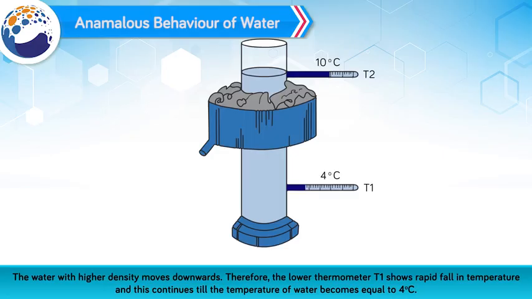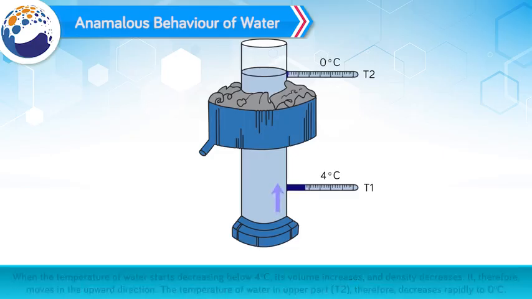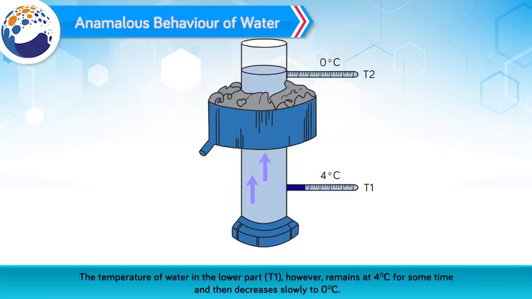to 4 degrees Celsius. When the temperature of water starts decreasing below 4 degrees Celsius, its volume increases and the density decreases. It therefore moves in the upward direction. The temperature of water in the upper part, that is T2, therefore decreases rapidly to 0 degrees Celsius. The temperature of water in the lower part, that is T1, however, remains at 4 degrees Celsius for some time and then decreases slowly to 0 degrees Celsius.